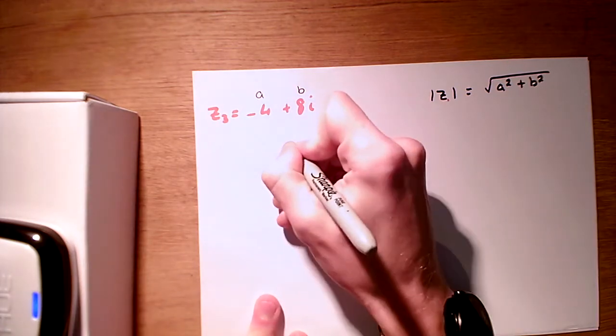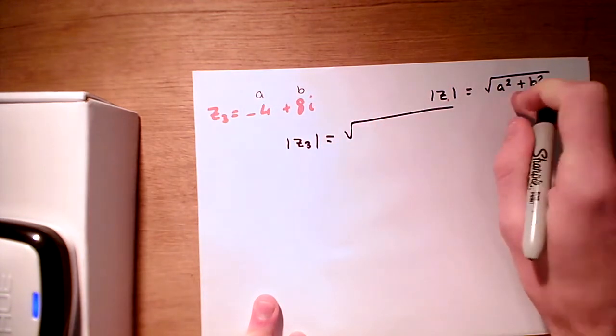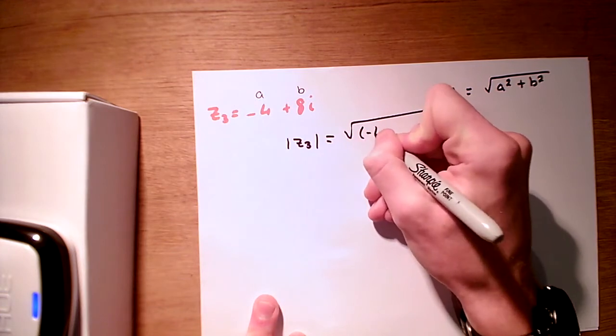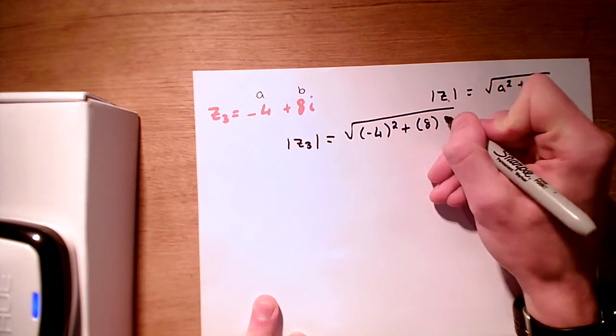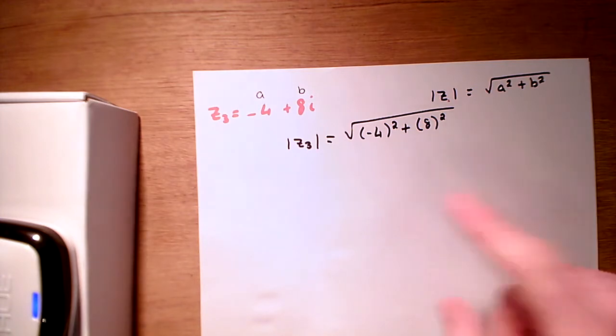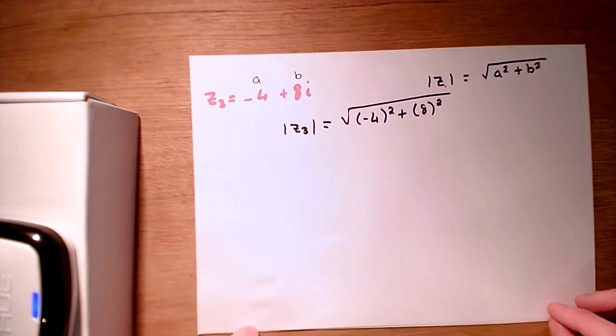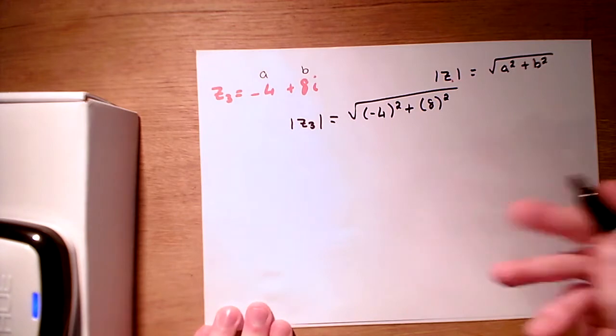Okay, so now it's just a case of putting in these values. We know that the modulus of Z3 is equal to the square root, part of our formula here, of -4 squared plus 8 squared. Now something we should hopefully know about distance is that it's always positive. So we should never have a solution here that's a negative number. And that's why we have our absolute value signs around our Z3 there, but we know that you can never travel or measure a negative distance. So the length of the line segment from the origin to wherever the complex number is should always be a positive number.